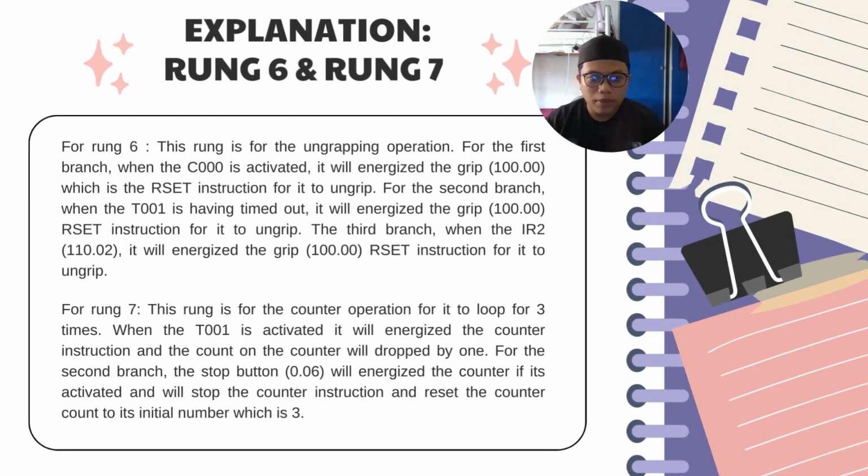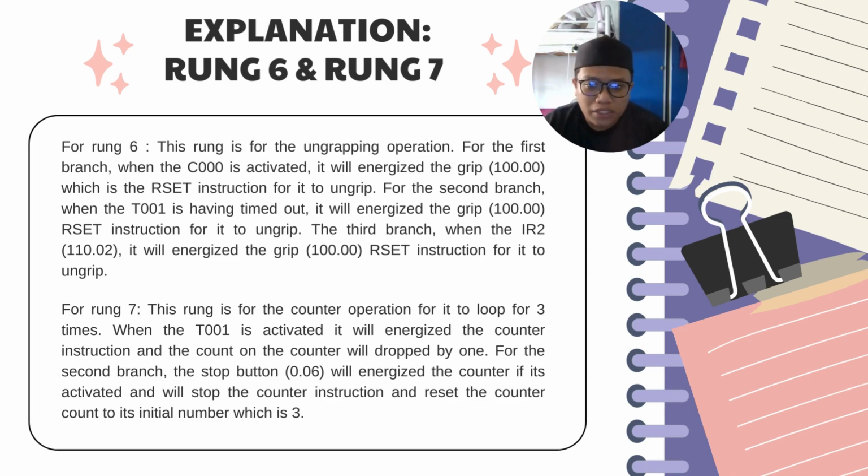Next I will explain round 6 and round 7. For round 6, this round is for the ungripping operation. For the first branch, when the contact C00 is activated, it will energize the grip 100.00, which is the reset instruction for it to ungrip.